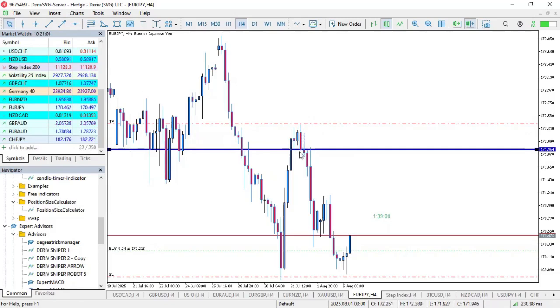This is sweep of liquidity, market structure shift, and then price came back and mitigated that fair value gap, and then that is just the same thing. Okay, so we are not doing anything different. We are just trying to look at everything from the higher time frame.